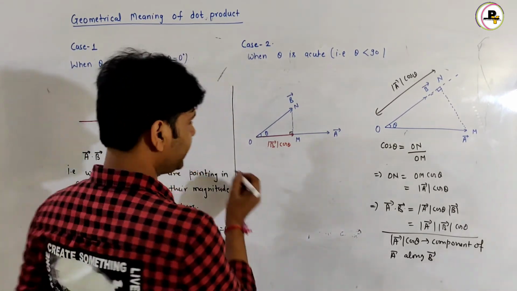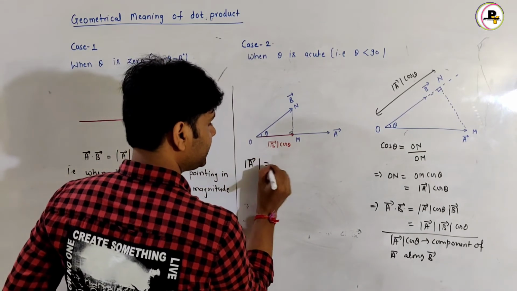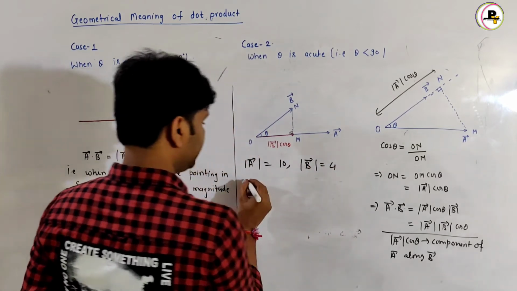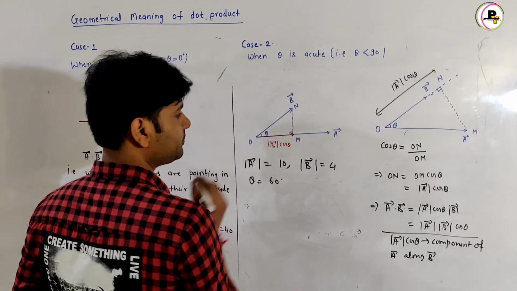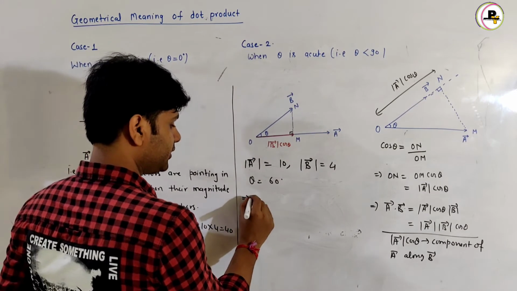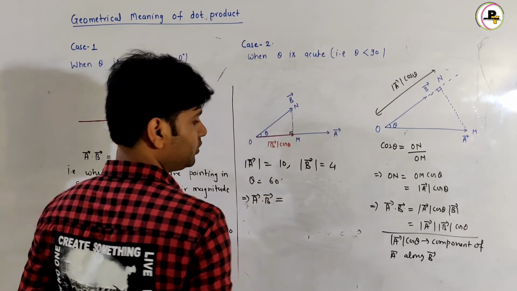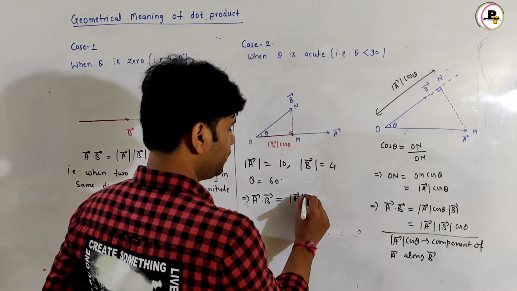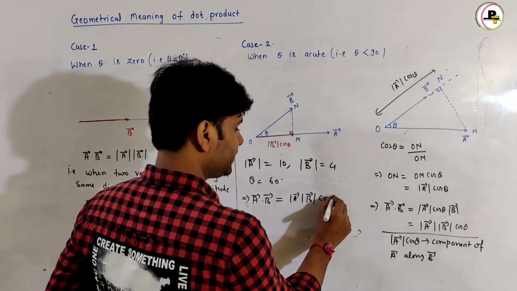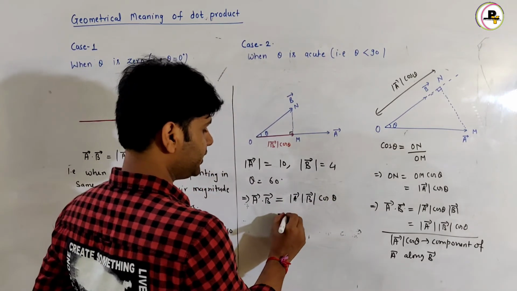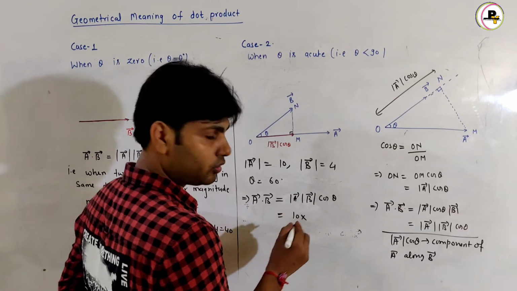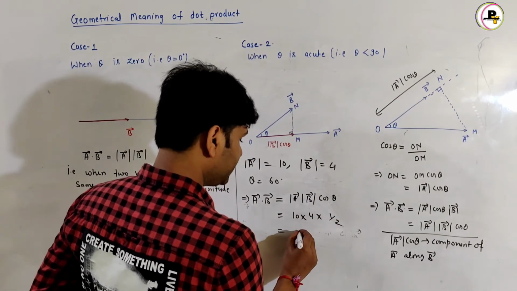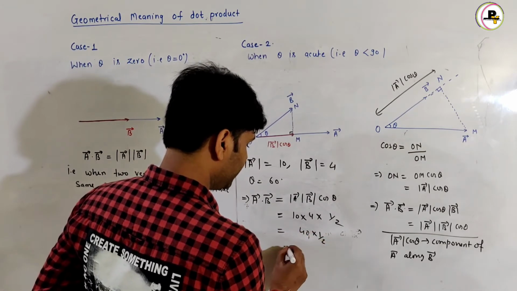So in this case, if I take mod of vector A is equal to 10 and mod of vector B equals to 4, and suppose theta is equal to 60 degree, then A vector dot B vector is equal to mod of A vector into mod of B vector into cos theta. Theta is what? 60 degree. Mod of vector A is what? It is 10. Mod of vector B is what? It is 4. And what is cos 60 degree? It is 1 by 2. That is 40 into 1 by 2, that is 20.